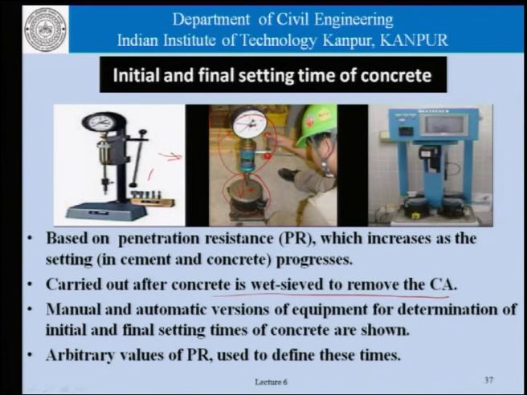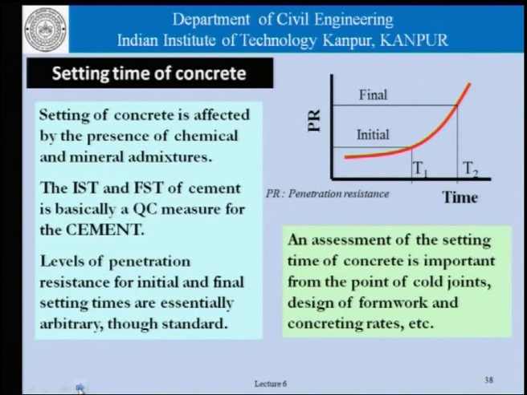There is a manual version, there are automatic versions and so on which are available, and at the end of it, based on the values 500 and 4000 that we talked about in the last slide, which are essentially arbitrary in nature, we can define the times for the initial and final set. This here is a schematic representation of what really goes on. The setting time can be affected by the presence of chemical and mineral admixtures. The initial and final setting time of cement is basically a quality control measure for cement and not for concrete.